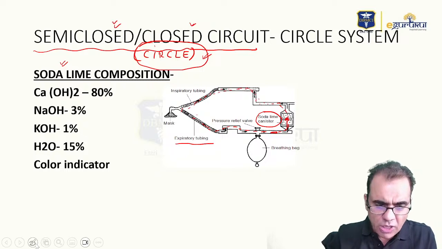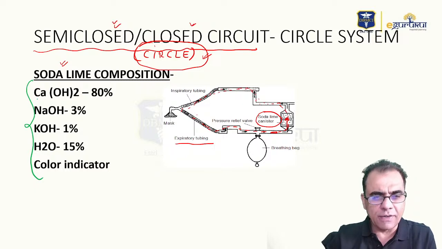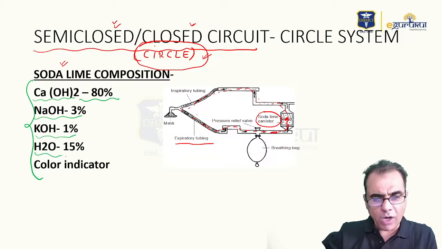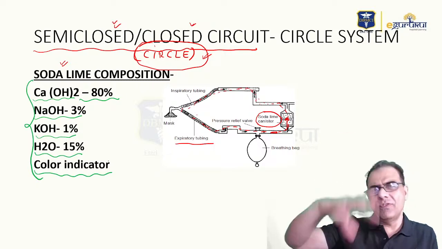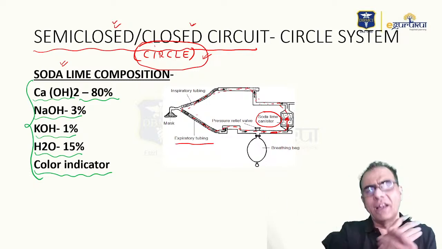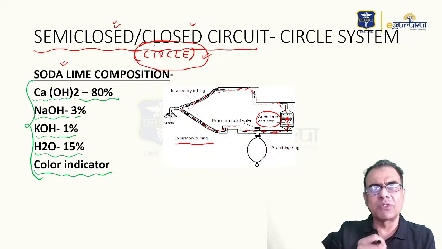The most important component of soda lime is calcium hydroxide, which constitutes 80%, sodium hydroxide 3%, potassium hydroxide 1%, water 15%, and then there is a color indicator to tell whether the soda lime is fresh or has been exhausted. So by looking at the color, we can tell whether the soda lime is fresh or has been exhausted.